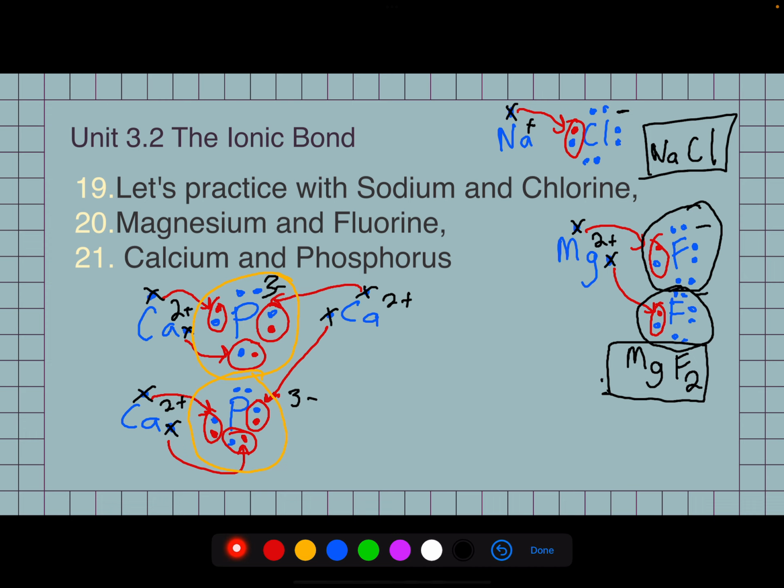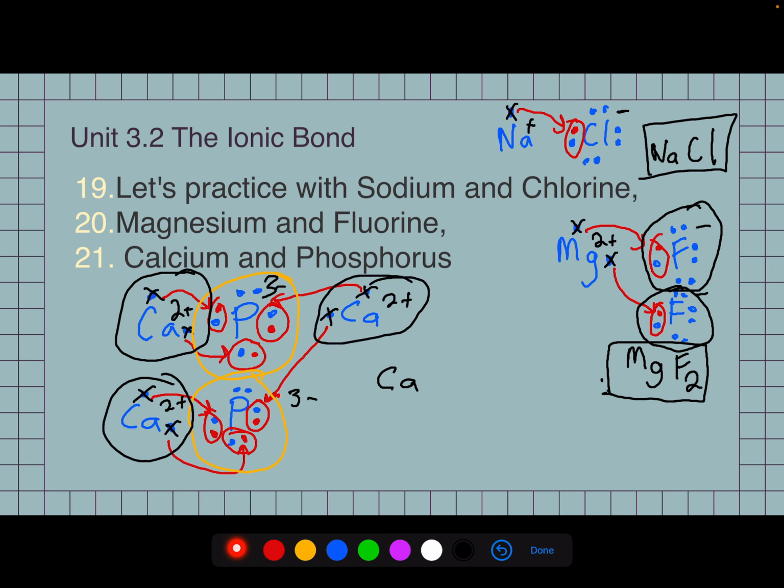So now all that we do, first you write the metal. So we write calcium, Ca. How many calcium atoms do we use? I'm counting 1, 2, 3. So you're going to write a 3 in the subscript below. Next we write our phosphorus, P. And then how many phosphoruses do we use? That's circled in orange. I'm counting 2, so it would be 2 here. That is our chemical formula for that.